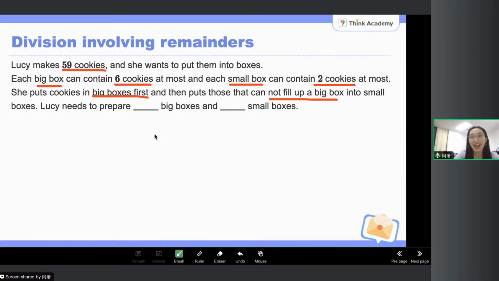Again, for this question, I give you 20 seconds first, okay? Everyone, please take out your piece of paper, try to do some calculation, okay? Don't just think everything in your mind.